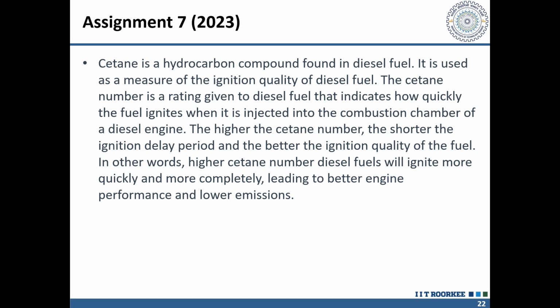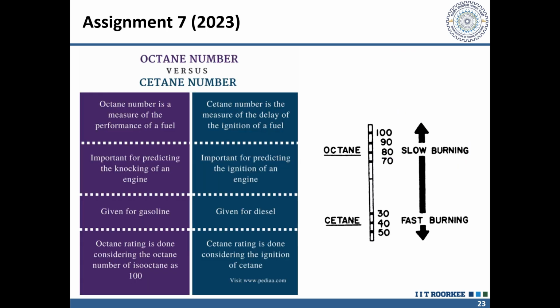So, what is cetane? Cetane is a hydrocarbon compound found in diesel fuel. It is particularly used for diesel fuel, and it is used as a measure of the ignition quality of diesel fuel. The cetane number is a rating given to a diesel fuel for how quickly it can ignite. The higher the cetane number, the shorter the ignition delay, and therefore higher cetane number diesel fuel will ignite more quickly and completely, leading to better engine performance.